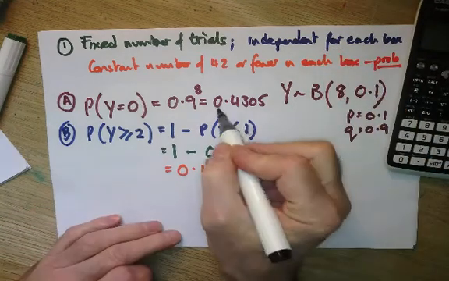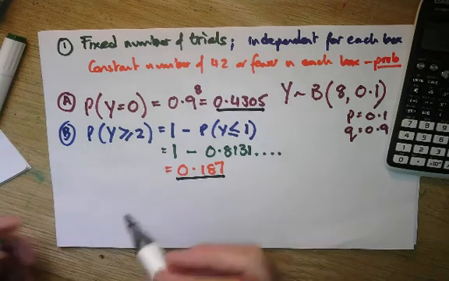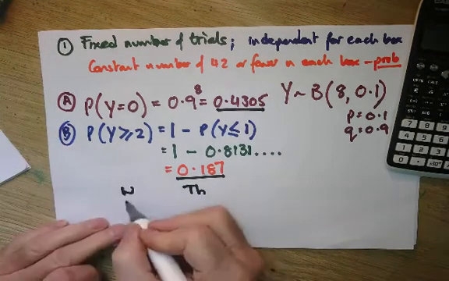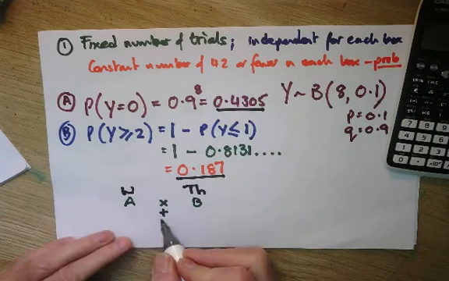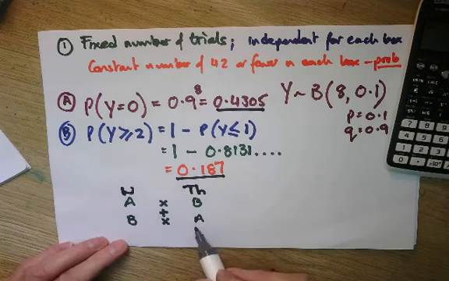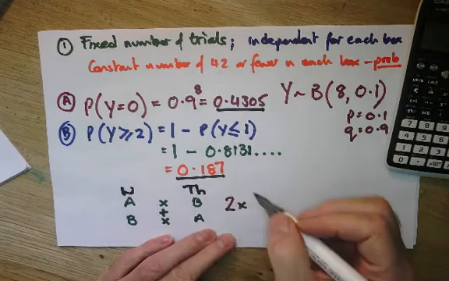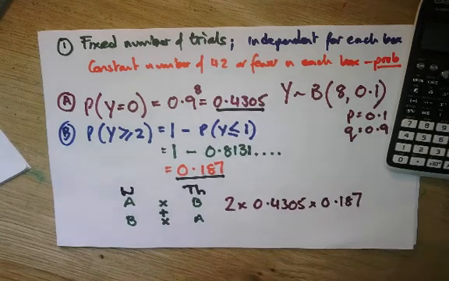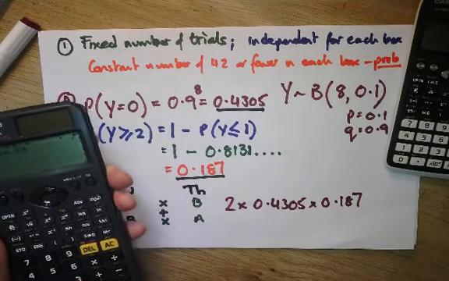Now, we've got these 2 situations. We've got 2 answers. That's the probability that Y is 0, and that's the probability that Y is greater than or equal to 2. Now, it says it can be on either day. So it could be on Wednesday or Thursday, and you could have event A happening on Wednesday, and, don't forget the times, B happens on Thursday, or, don't forget it means add, event B could happen on the Wednesday and A on the Thursday. Because these are independent, effectively it's 2 times the probability of A, 0.4305, times the probability of B, 0.187, bearing in mind my rounding issues. But I've kept it in there so I can adjust afterwards.